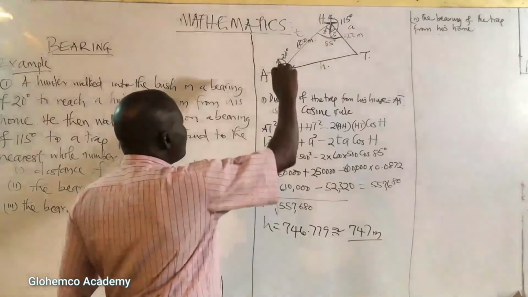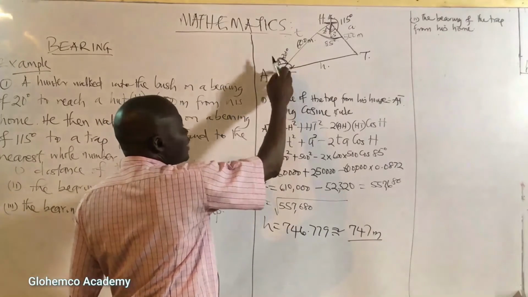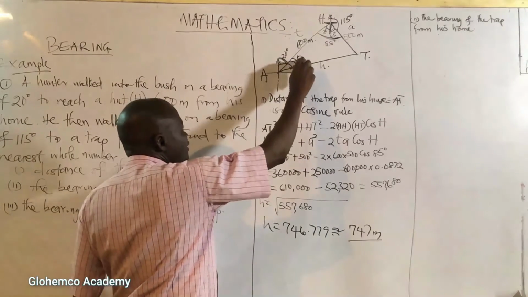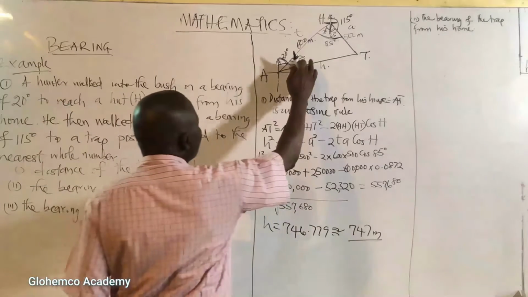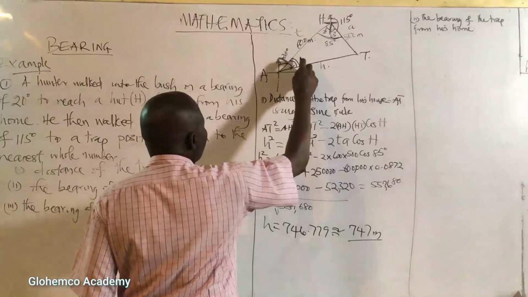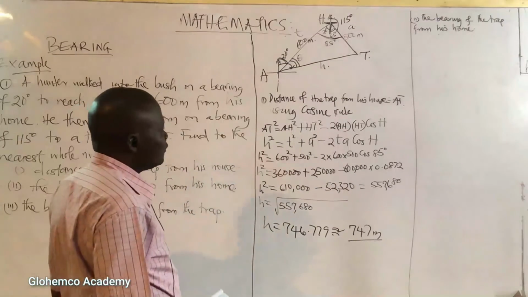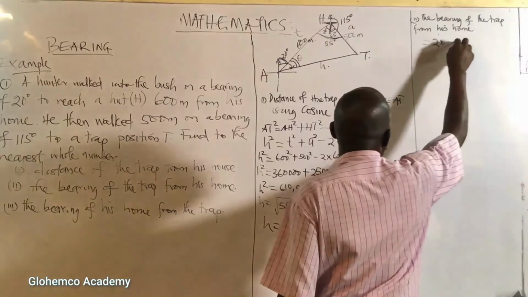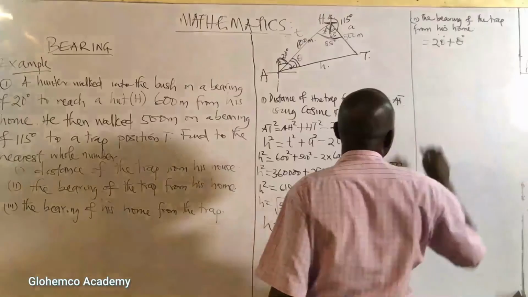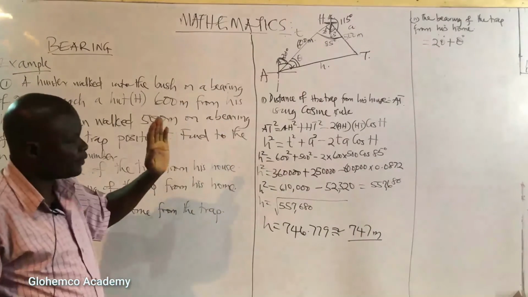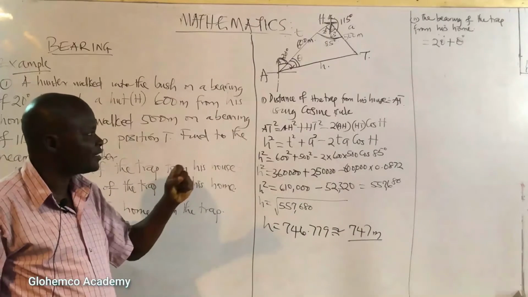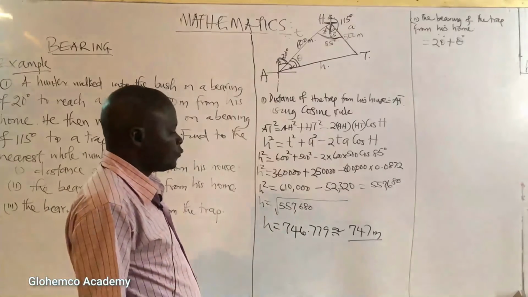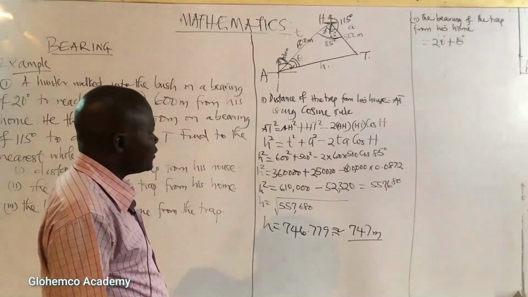In this case, we note that this angle is already given to us as 20 degrees. We need to find this one inside the triangle, call it theta. We need to find the value of theta. Without knowing the value of theta, we cannot move ahead. So the bearing we are looking for will be equal to 20 plus theta. 20 degrees plus theta will give us the value of that bearing. So the next question is we need to find the value of our theta.